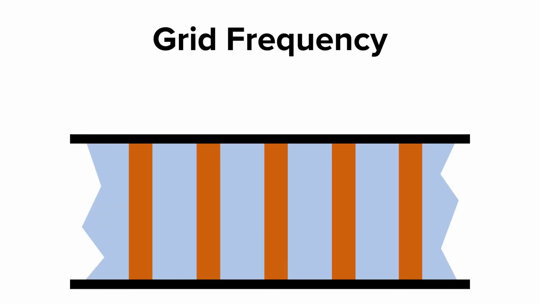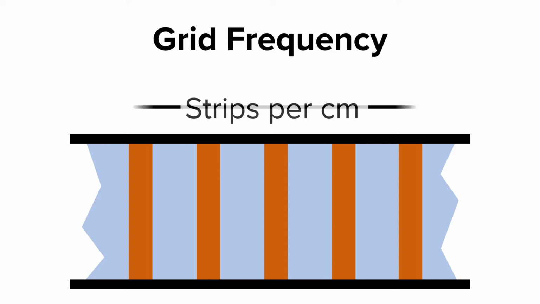The grid frequency is the number of lead strips per centimeter. Most grids are about 25 to 45 strips per centimeter. A high-frequency grid will show less grid lines. However, a high-frequency grid will need a higher technique.